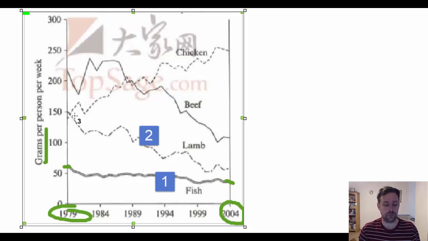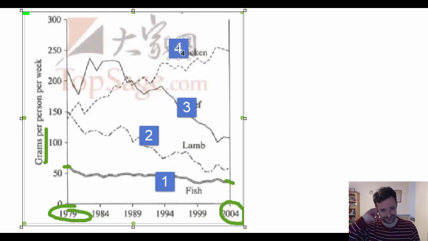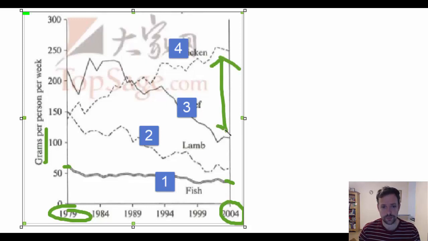Lamb, you know, it was the second place one, but it went down to be the second last one. Beef was the highest one, but it went down to be the second highest. And chicken was, again, a middle one. It went up quite a lot to be by far the biggest. Okay, so we need to think about this. It's by far the biggest here.